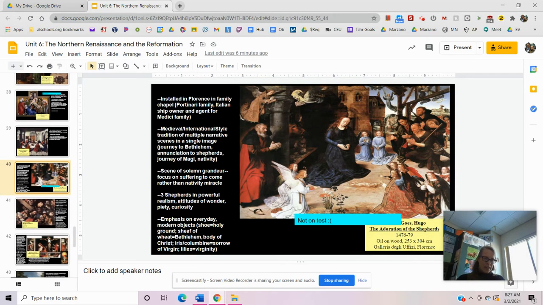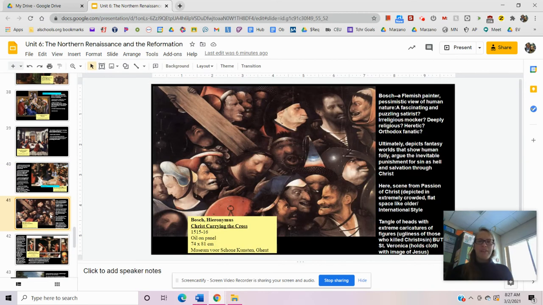Oh, gosh, okay, come on. This one, love it. Hieronymus Bosch. He's probably my favorite painter of the Northern European Renaissance time. Just look at this one. This is Christ carrying a cross. Where even is he? It's hard to tell.